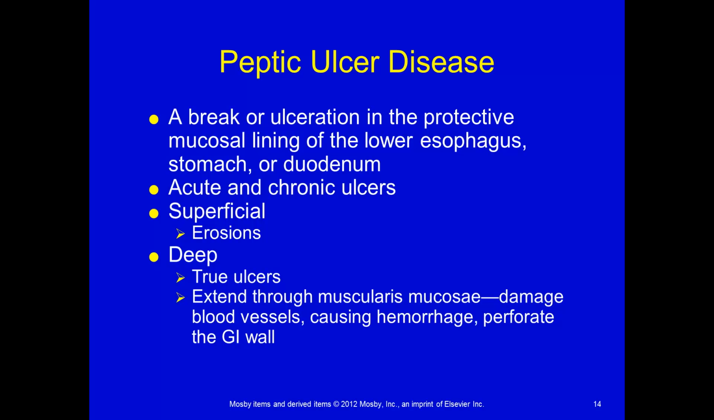It can be single or multiple, so there can be many ulcers in that mucosal lining or just one. It can be acute or chronic, and it can be superficial or deep. Superficial basically just consists of erosions that erode the mucosa, that's that first inner layer, but don't penetrate to the deeper layers. As opposed to that, a deep ulcer is a true ulcer, and it extends through the muscularis mucosa and damages the structures below that. So it damages blood vessels, perforates the GI wall, and can certainly cause bleeding, and even, to take it one step further, cause hemorrhage or a GI bleed.